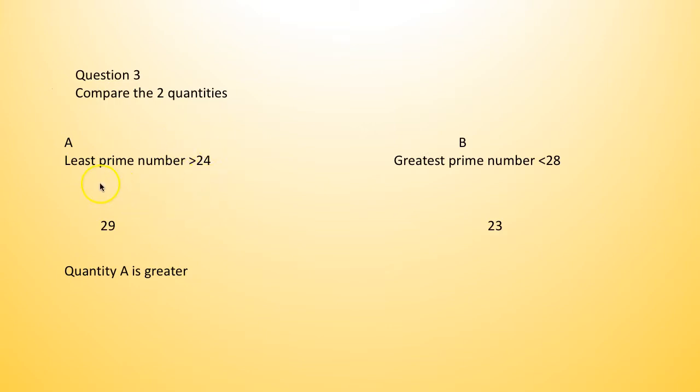Compare the two quantities. A, least prime number greater than 24. B, greatest prime number less than 28. Least prime number greater than 24 is 29 and greatest prime number less than 28 would be 23. So quantity A is greater.